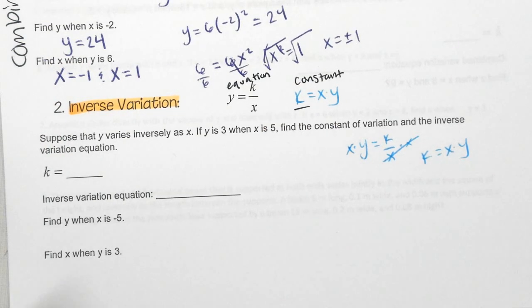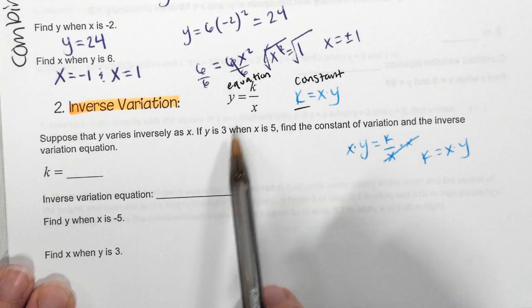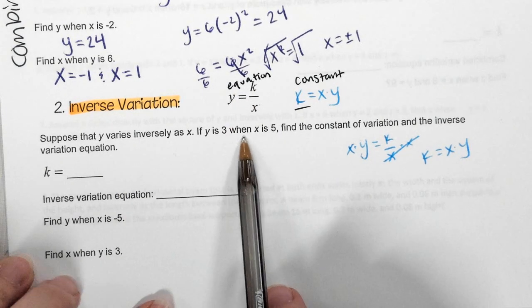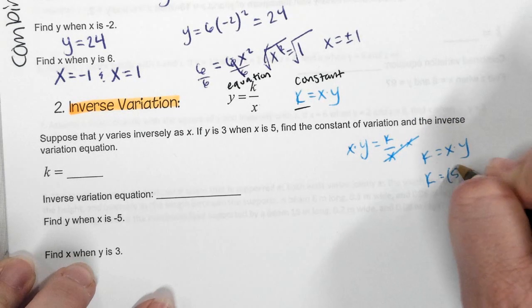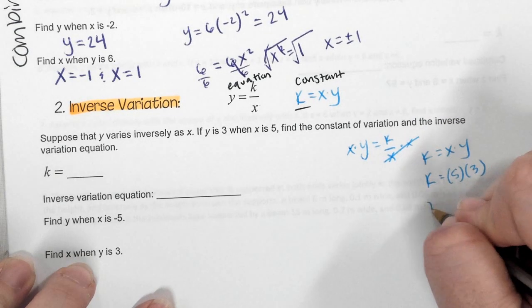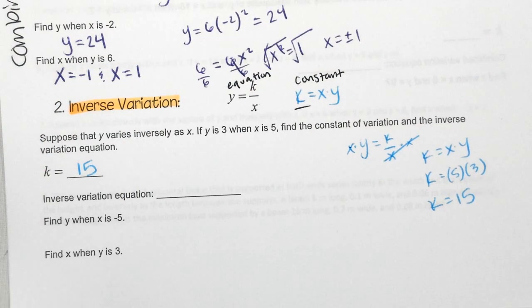So knowing that, it says suppose y varies inversely as x, which is my equation, if y is 3 when x is 5. Well, what's 5 times 3? So k is 15. Now I will tell you, sometimes these numbers for the inverse variation will get pretty big, and that's okay, because you're multiplying to find them. So if you have larger numbers for x and y, you're going to have a larger constant of variation. So don't stress out if you see something a couple hundred or whatever.